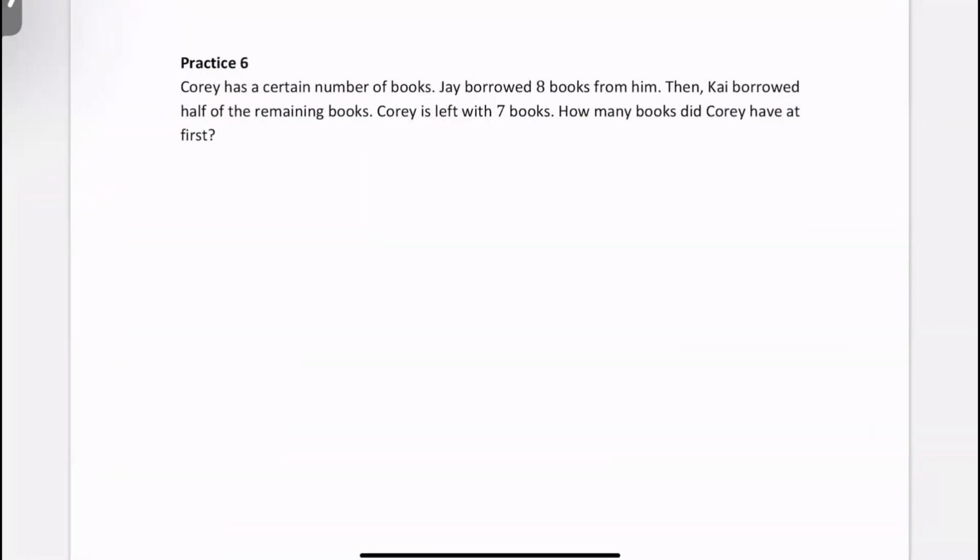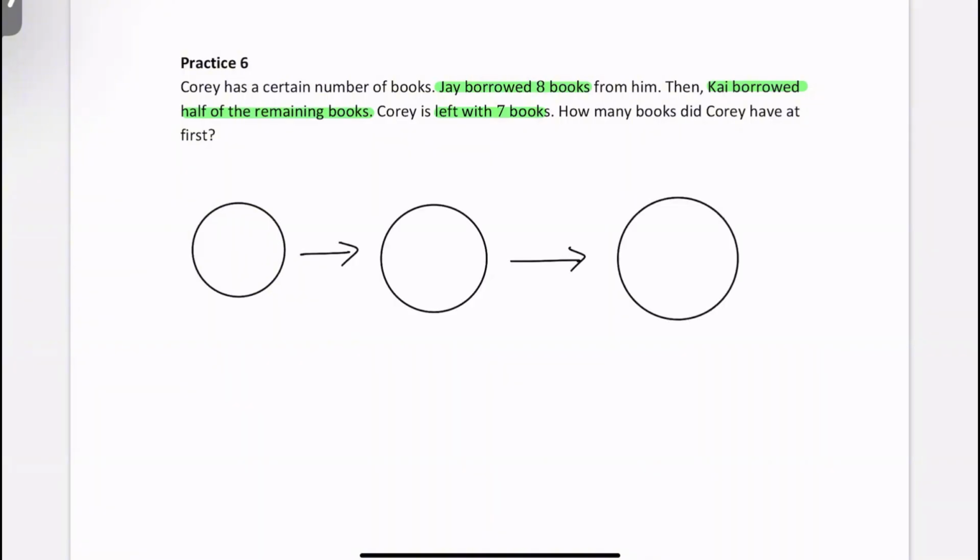Okay, come practice time. Let's take a look. So they say that Corey has some books. Jay borrowed 8 from him, and then Kai borrowed half of what he had left after Jay borrowed 8, and Corey is left with 7. So actually we can just draw the diagram, as long as it makes sense. So the first circle represents how much Corey had at the start.